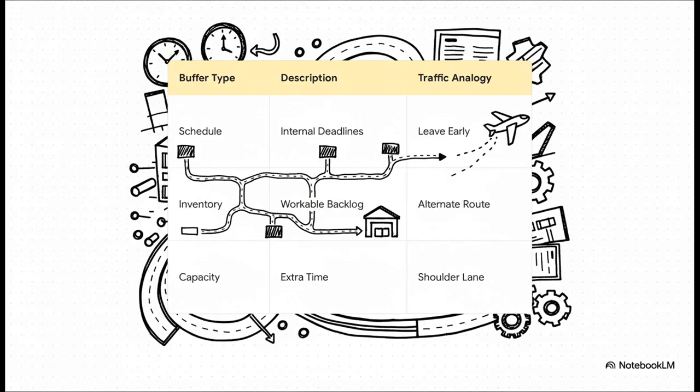Then there's an inventory buffer. Think of this like having an alternate route planned for your commute. If your main work area is blocked, the team can just pivot to a secondary area that's already prepped and ready to go. And finally, a capacity buffer is kind of like adding an emergency shoulder lane on the highway. You strategically add extra time for the most complex, trickiest parts of the project, where you know delays are pretty likely.